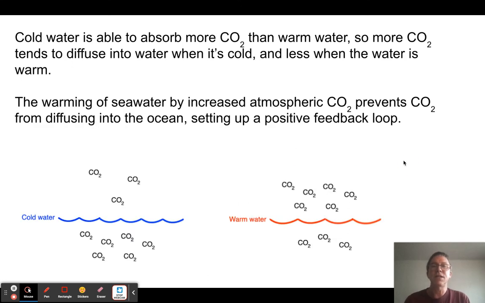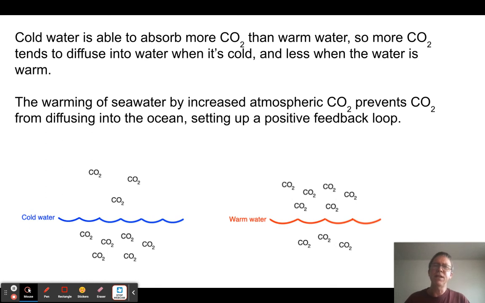Now we find it tends to dissolve better in cold water than it does in warm water. This is true for all gases. So gases are always more soluble in cold water than they are in warm water. Think about when we talked about thermal pollution. The problem was that oxygen doesn't stay dissolved in the water when it gets warm. Well, the same is true for carbon dioxide.